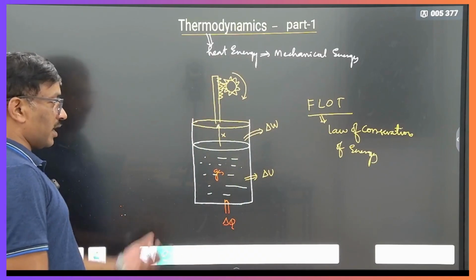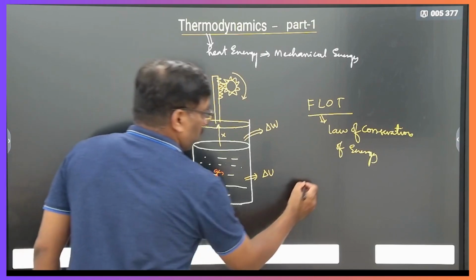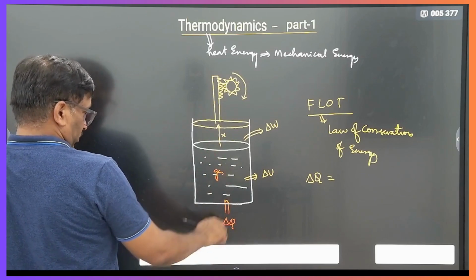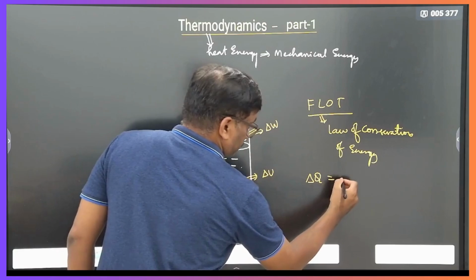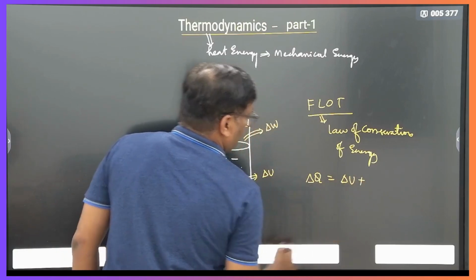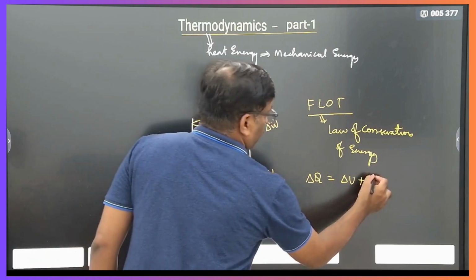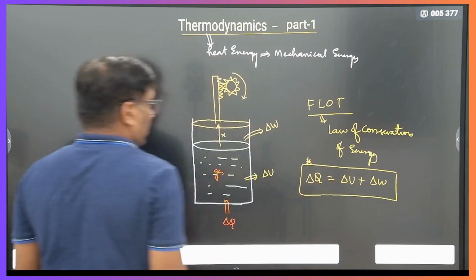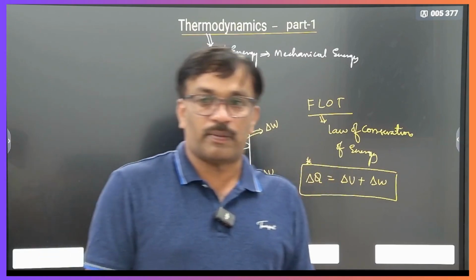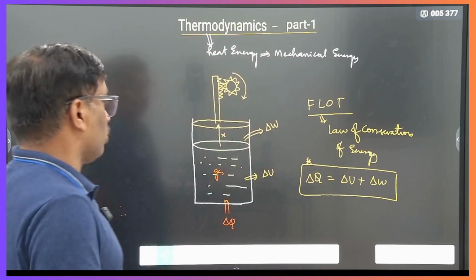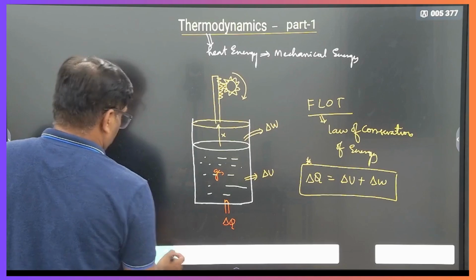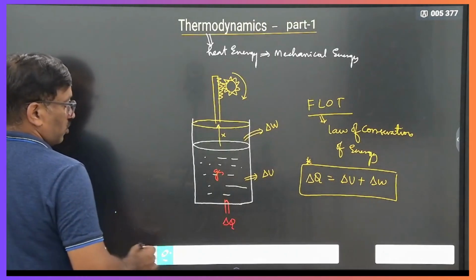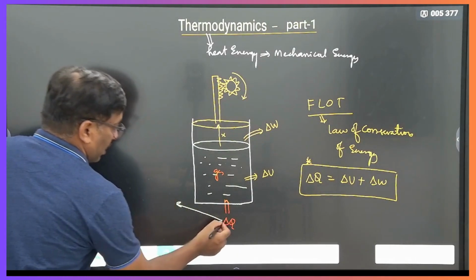So how much energy are we giving? Delta Q, the heat energy. It is utilized for the increase in internal energy, plus it is also doing some work, therefore delta W. This is our first law of thermodynamics: delta Q is equal to delta U plus delta W. To use this, we have to follow certain rules, like sign conventions for delta Q.